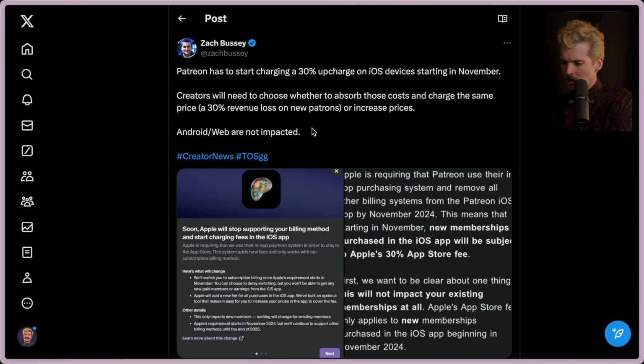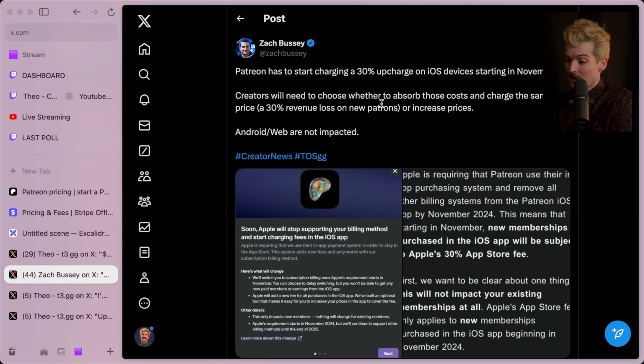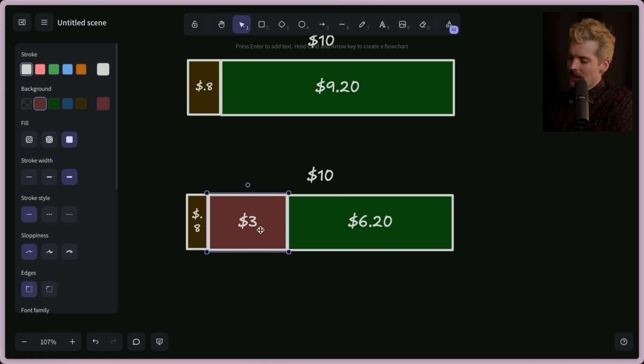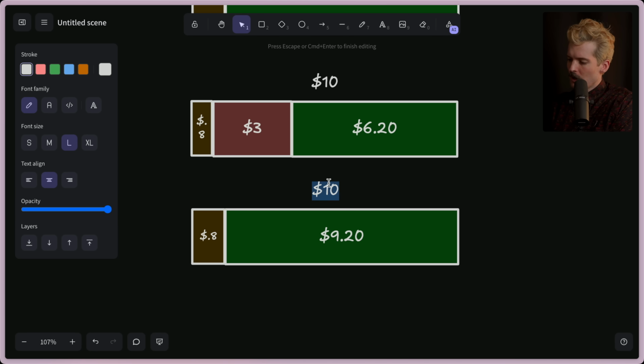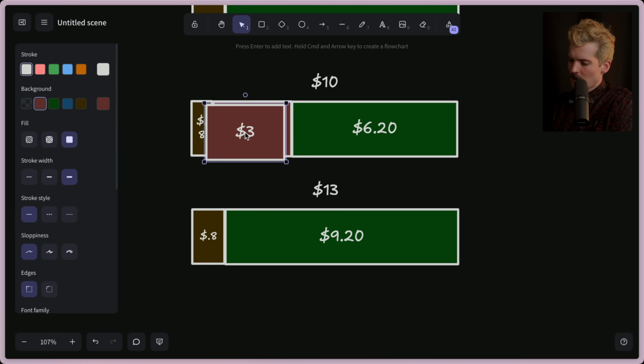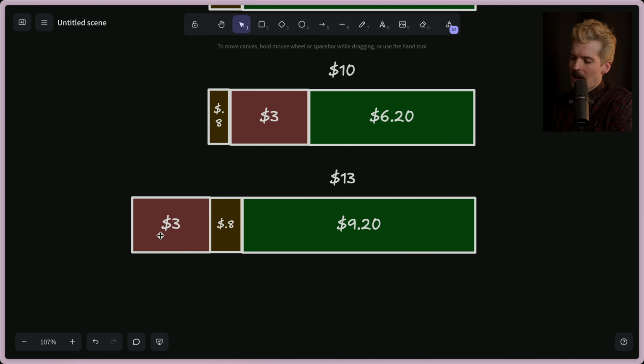Horrifying, genuinely terrible. And Patreon, to their credit, is doing their absolute best to work around this by letting the creator specifically choose whether they absorb the cost or they put it on the other side. So to go back to the diagram, they can choose if they want this split where Apple gets $3 and they get $6.20. Or they can choose to do it this way, where the creator now on iPhone charges $13 and the $3 gets added for Apple.